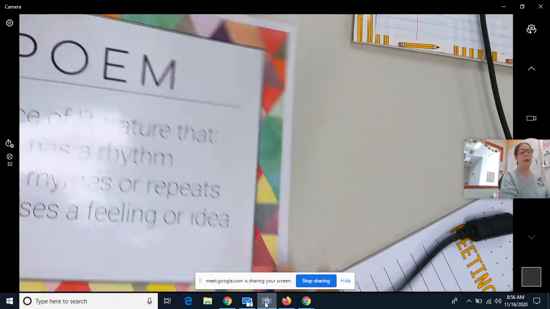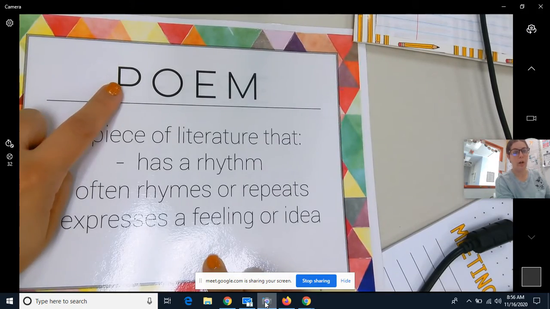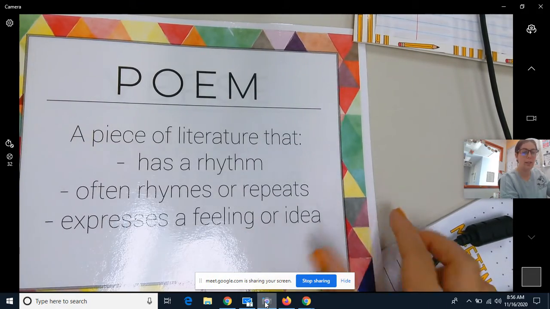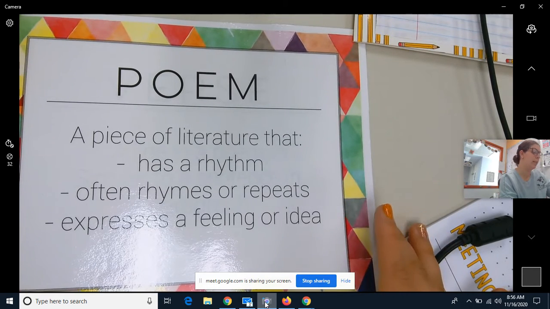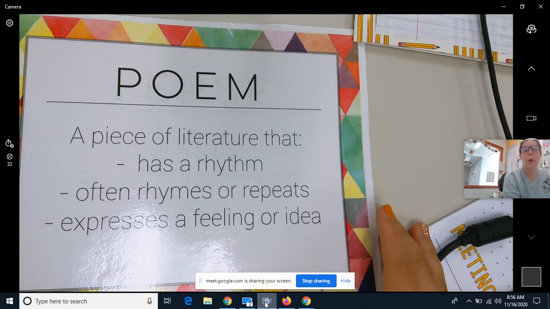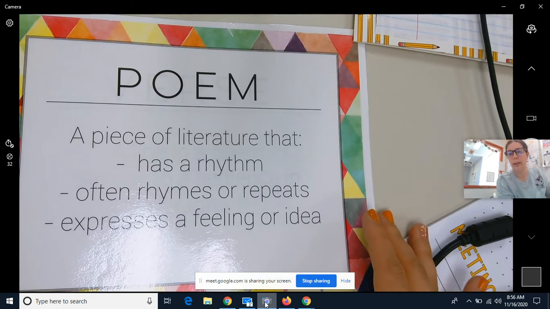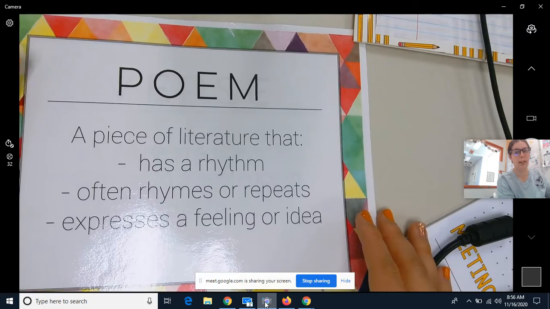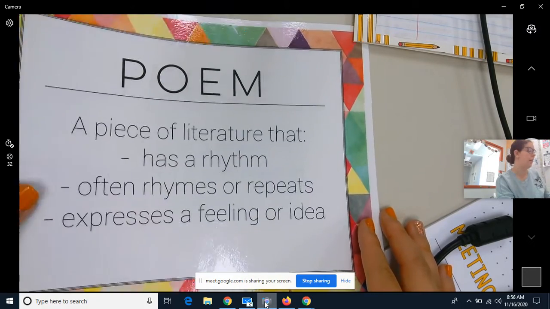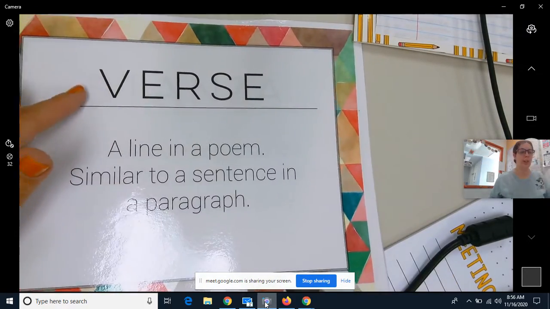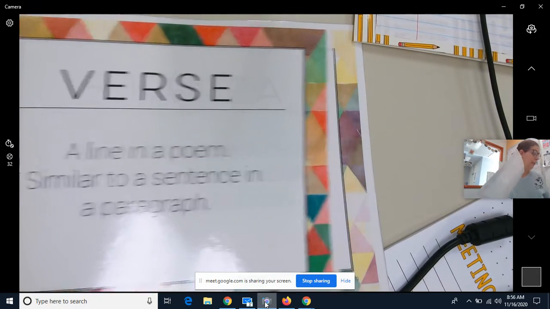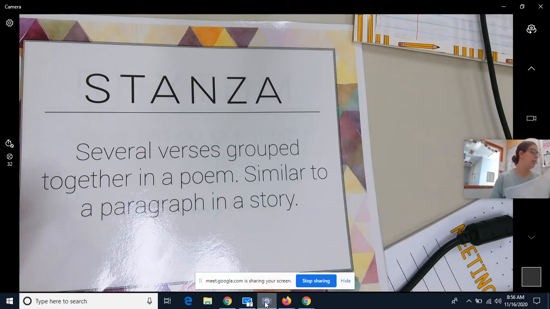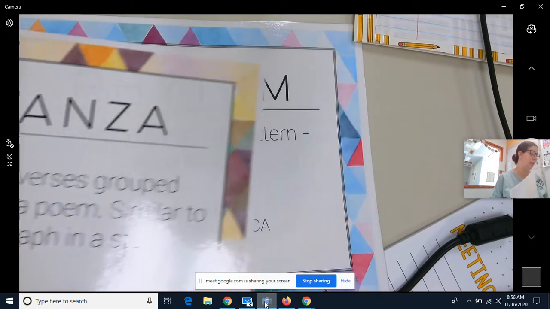So we are talking about poetry, which is the art of writing a poem. A poem is a piece of literature that has a rhythm, often rhymes or repeats, and expresses a feeling or idea. So poems are written in ways that we don't always necessarily write normally. It's supposed to be artsy, okay? So our next term, we have verse. That's a line in a poem, similar to a sentence in a paragraph. We have stanza, several verses grouped together in a poem, similar to a paragraph in a story.